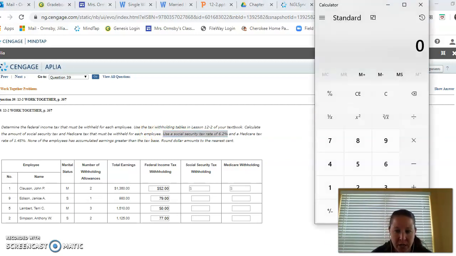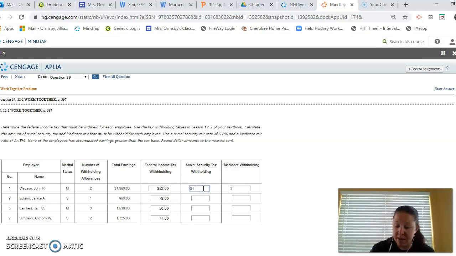So what we're going to do is take our total earnings, $1,360, and multiply it by 0.062. That's 6.2%, okay? You might want to write that down on your packet or on your withholding charts that the Social Security tax rate is 6.2. It's going to remain that for all of our problems, okay? So the answer here is $84.32 is going to be withheld from John's paycheck for Social Security.